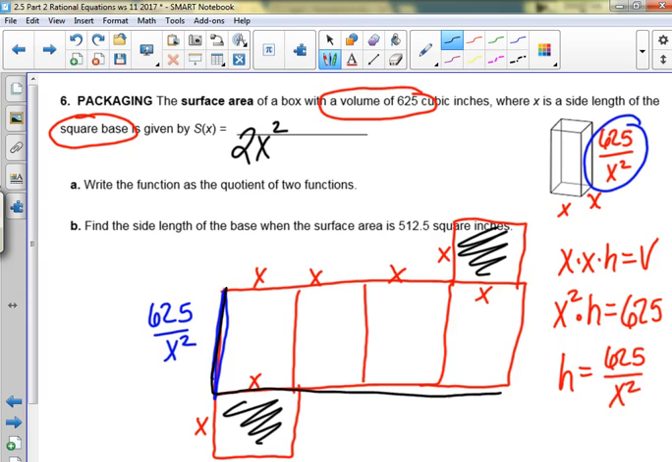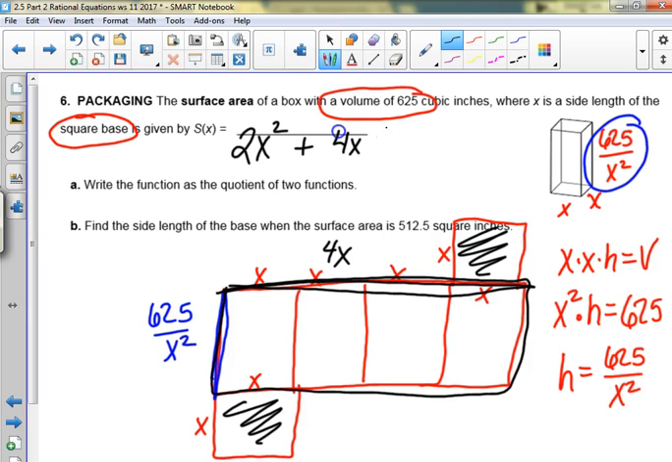We could count this as what? One giant rectangle? Whose height is this disgusting number? And how far is this? 4x? Because if this was 6 inches, we'd add up all those 6 inches, right? To find the length. Are we feeling a little better that it's 4x? Okay. So let's do plus one giant rectangle that is 4x by 625 over x squared.